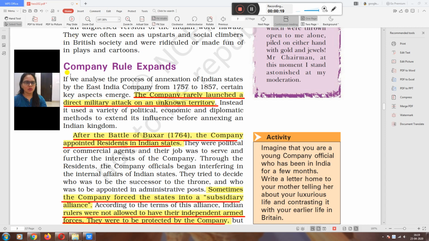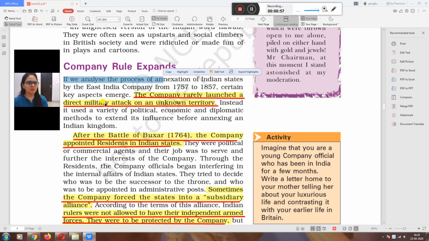The first one is company rule expansion. If we analyze the process of annexation, when they annex Indian states, annex means मिला लेना, when they merged other Indian states into their own, by the East India Company from 1757 to 1857. Why is 1857 written here? Because in 1857 the revolt of 1857 started. That's why we are taking the time between 1757 and 1857.